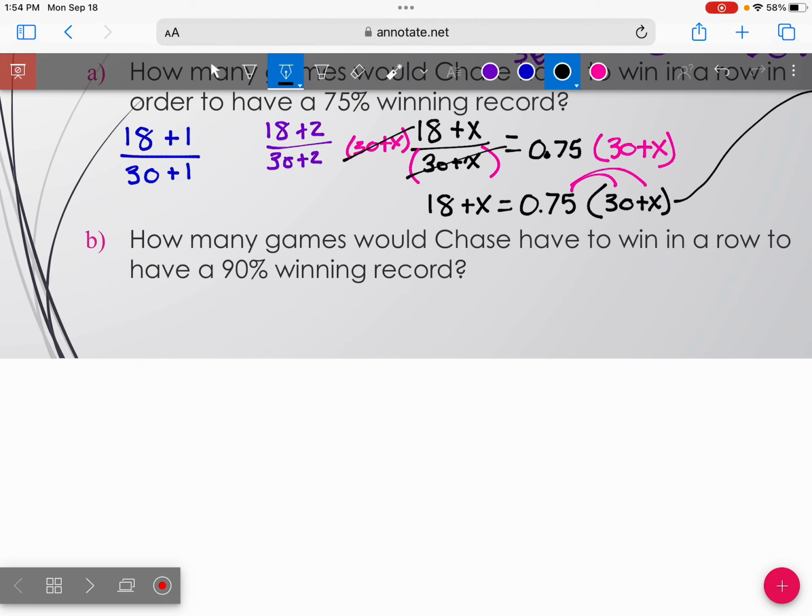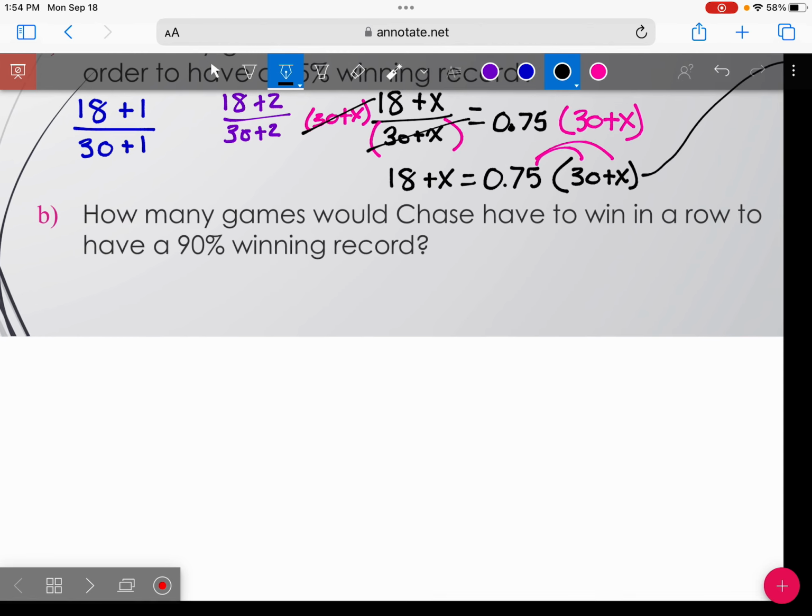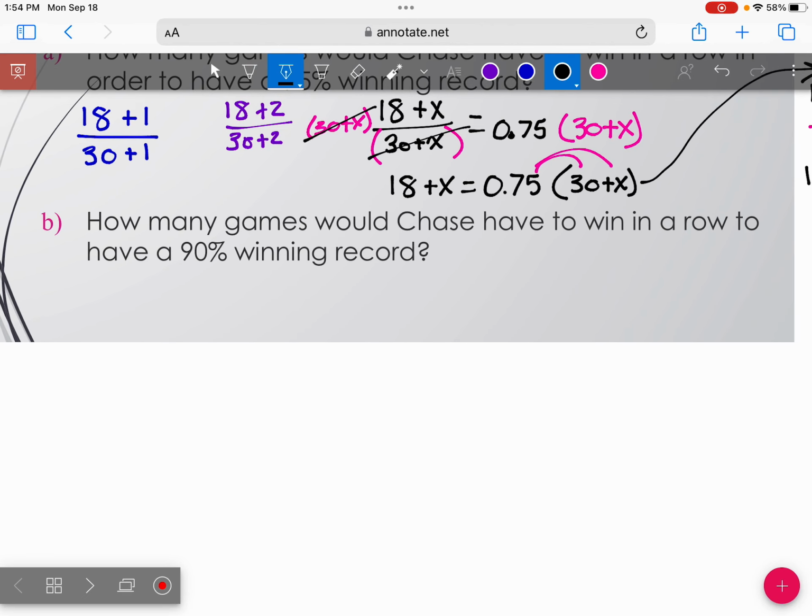All right. What are we thinking? How can we set this up? Yeah. 0.90.